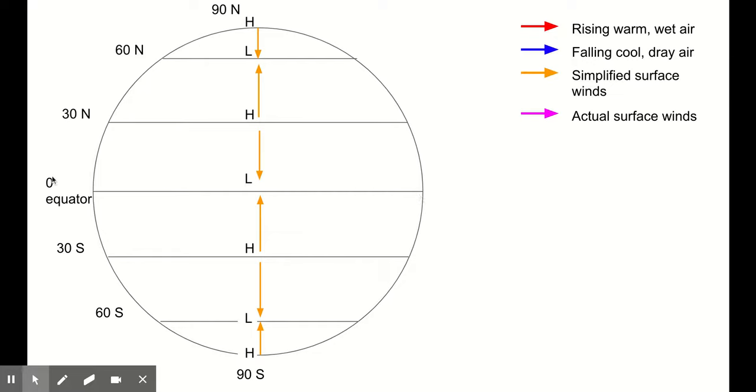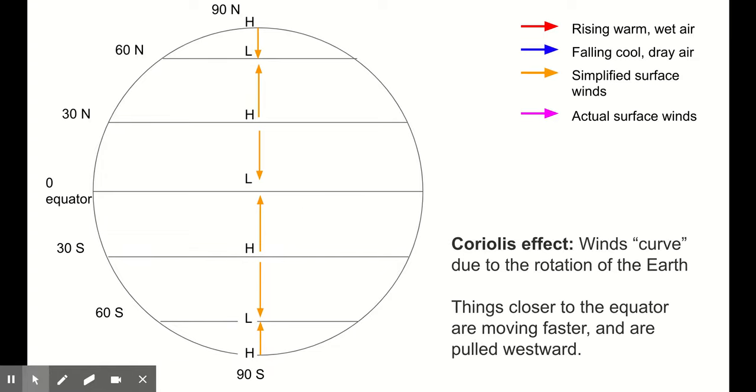And the spin of the Earth actually makes everything around the equator move faster than around the poles, because everything around the equator has to spin really fast to just make it around in the same amount of time that everything at the poles does. So what this does is it produces something called the Coriolis effect. The Coriolis effect is more complex than just what I've written, but this is the important thing for you to know. For our purposes, the Coriolis effect means that winds will curve due to the rotation of the Earth.